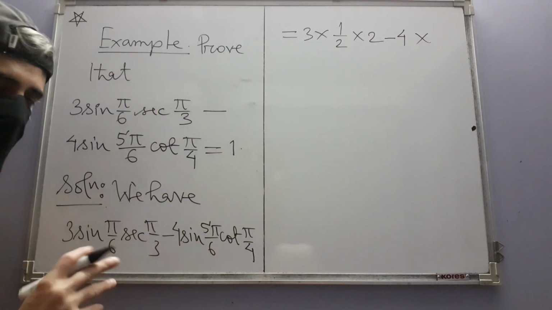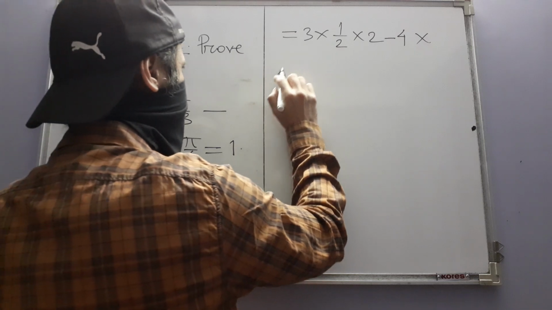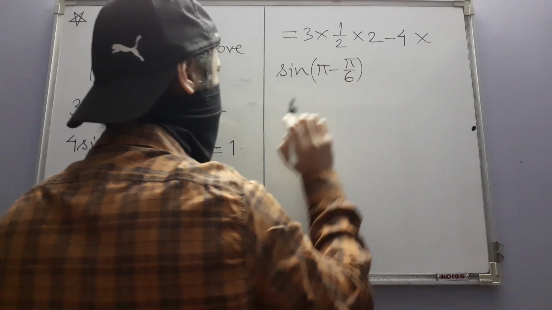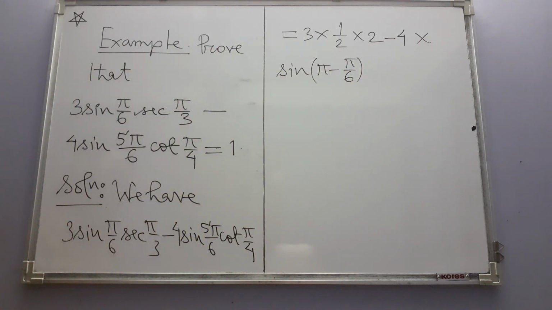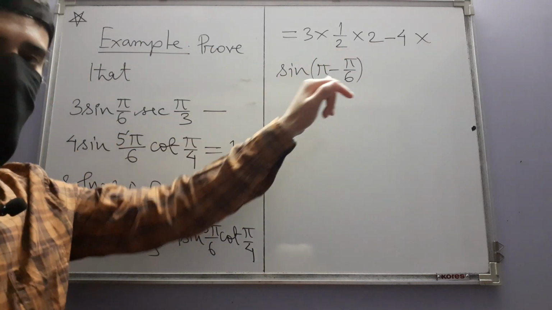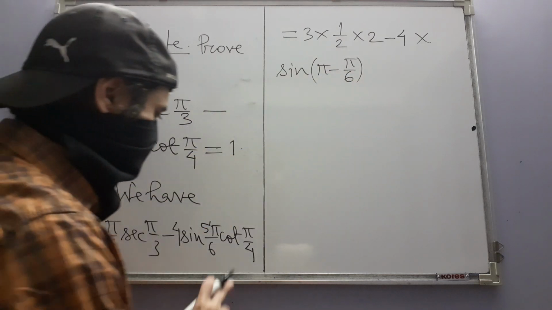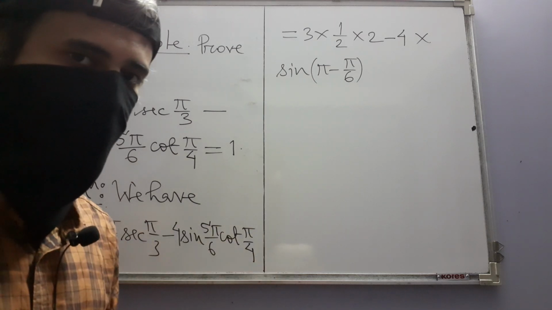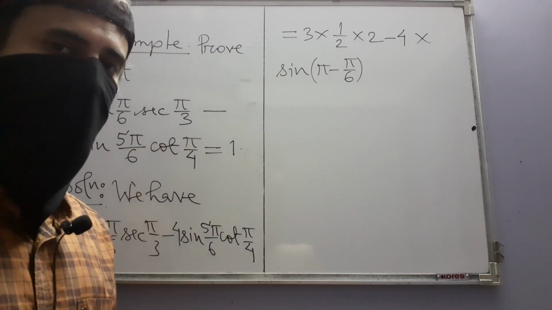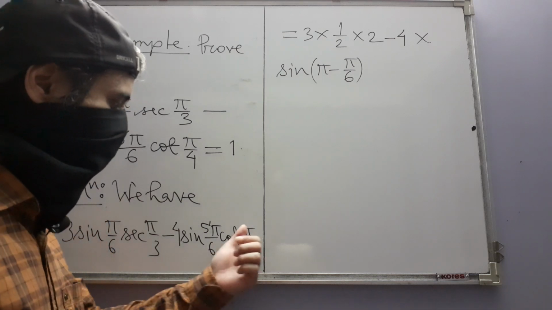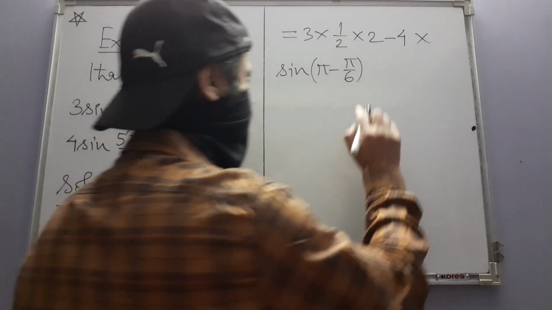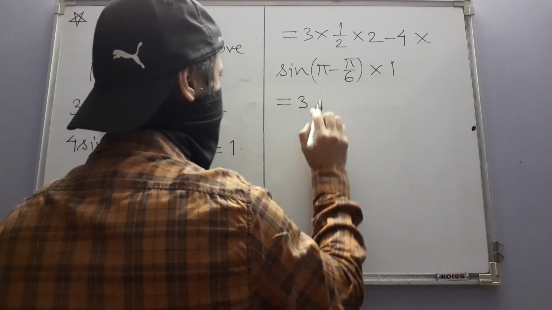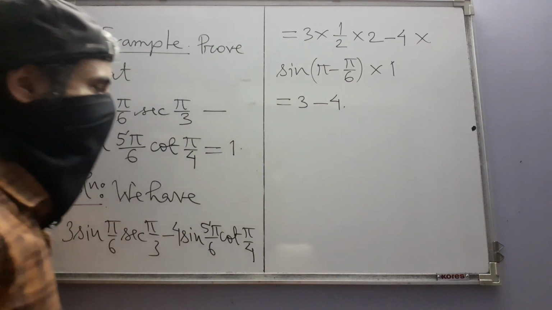5 pi over 6 is kind of a messy angle, but you can write pi minus pi over 6 in place of 5 pi over 6, so that now you have known angles pi and pi over 6. Times, what about cot pi over 4? Pi over 4 radian is 45 degree. And we remember that tan 45 degree is 1. So its reciprocal cot 45 degree is also 1. So that means this term is 3 minus 4 times sine of pi minus pi over 6.